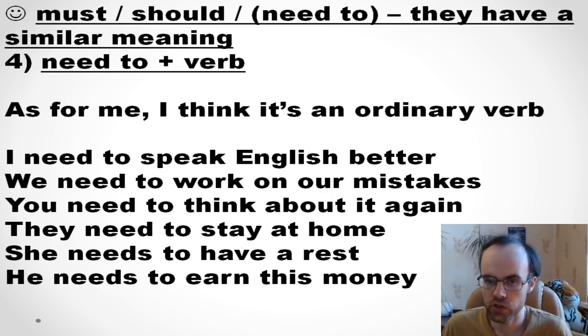Need to plus verb. As for me, I think it's an ordinary verb. I need to speak English better. We need to work on our mistakes. You need to think about it again. They need to stay at home. She needs to have a rest. He needs to earn this money.